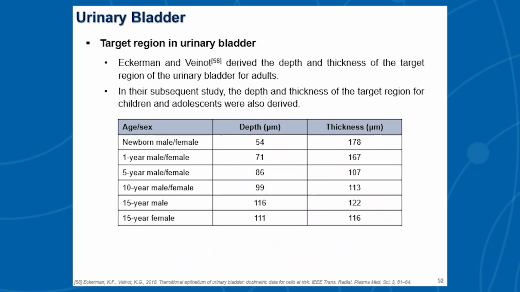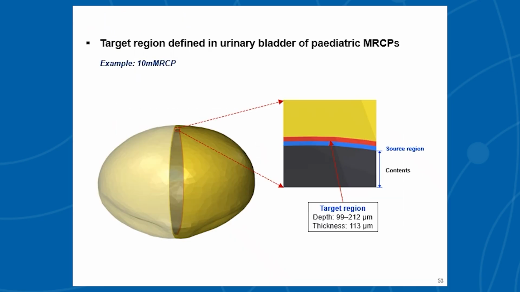The urinary bladder also includes the thin target region with age-specific depths provided as shown here. Similar to the skin, this target region was simply defined, and this slide shows the target region defined in the urinary bladder for the 10-year-old male phantom as an example.